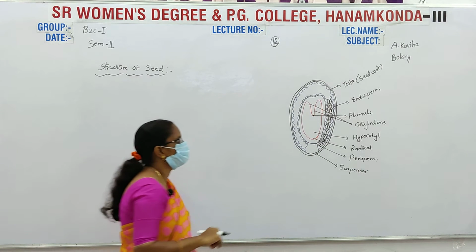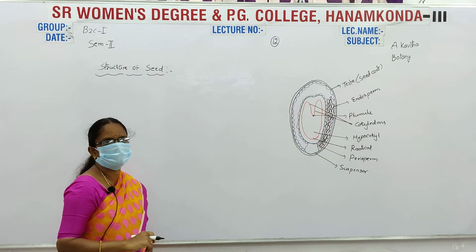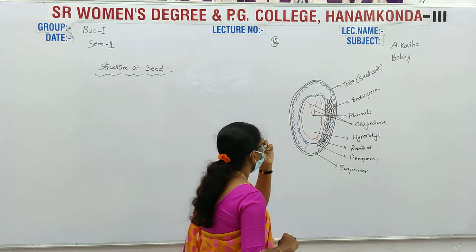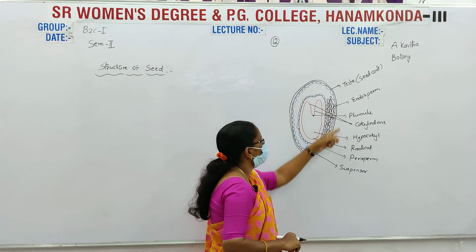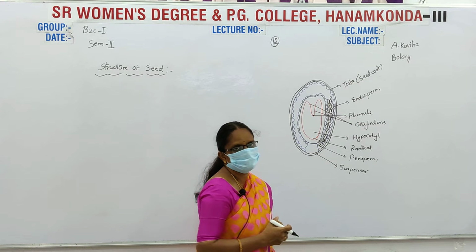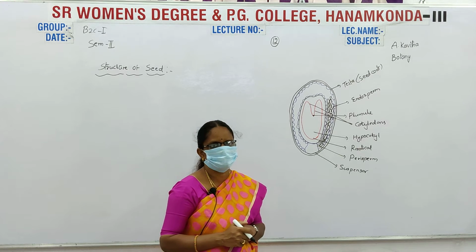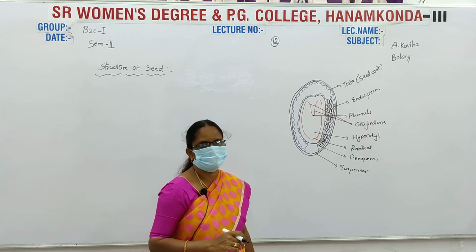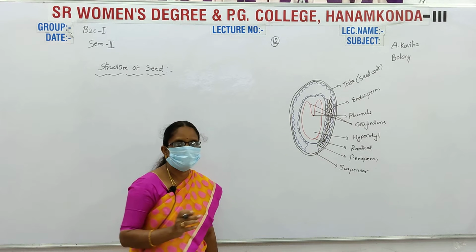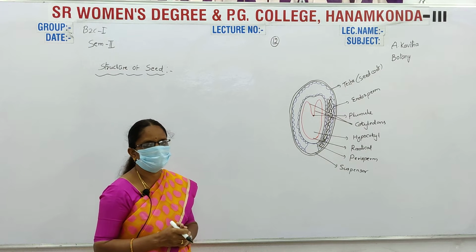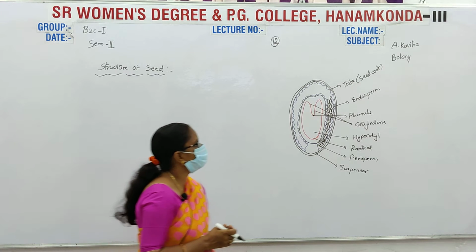This is the structure of seed. The seed is present in gymnospermic Pinus, developed from the ovule, and the seed consists of a thick outer layer. This is called testa or seed coat, or tegument also. The seed outer layer is very thick, and the outer layer protects the seed.